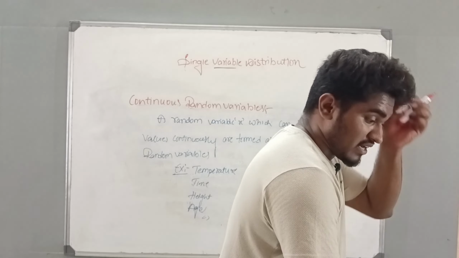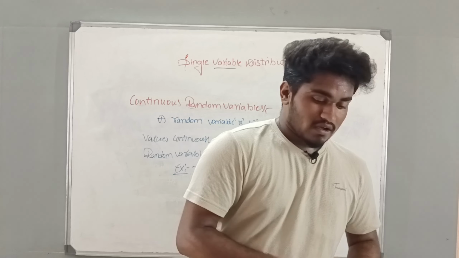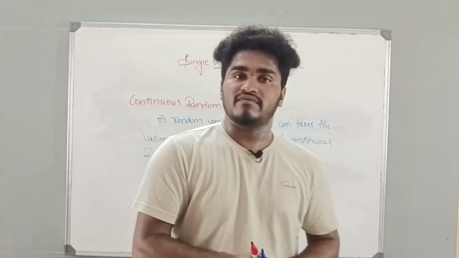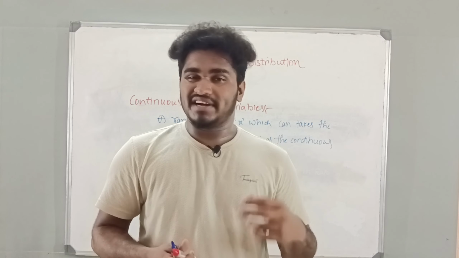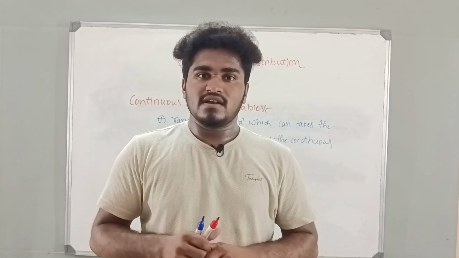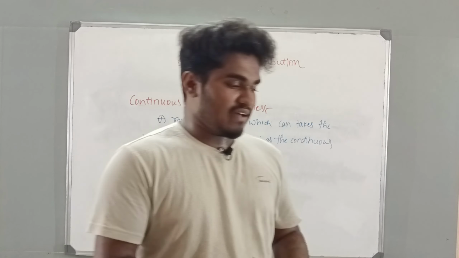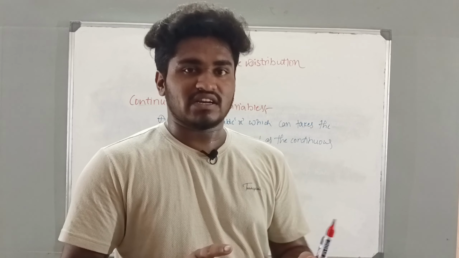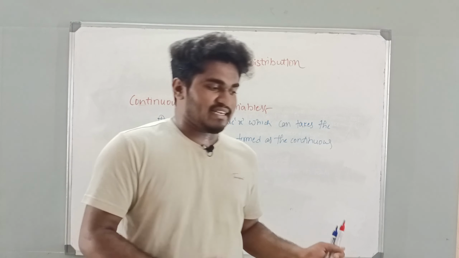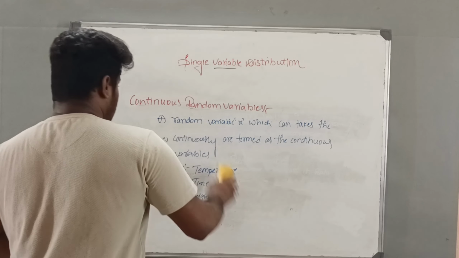I hope you are clear with what a random variable is, what discrete and continuous variables are, and what random experiments are. In that we discussed the continuous random variable and the discrete random variable. Now we will discuss the probability function of the discrete random variable. Just now I told you the first half of your second unit completely deals with discrete random variables.